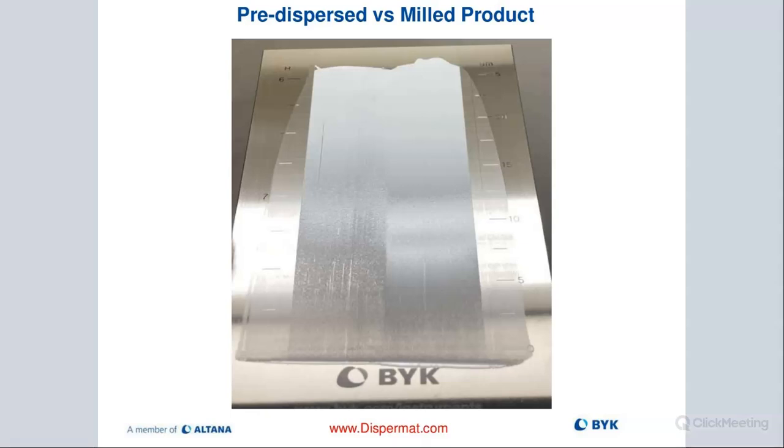Here is a great example of why we need to mill. So on the left, you can see a product that was just pre-dispersed by using a Cowles blade.